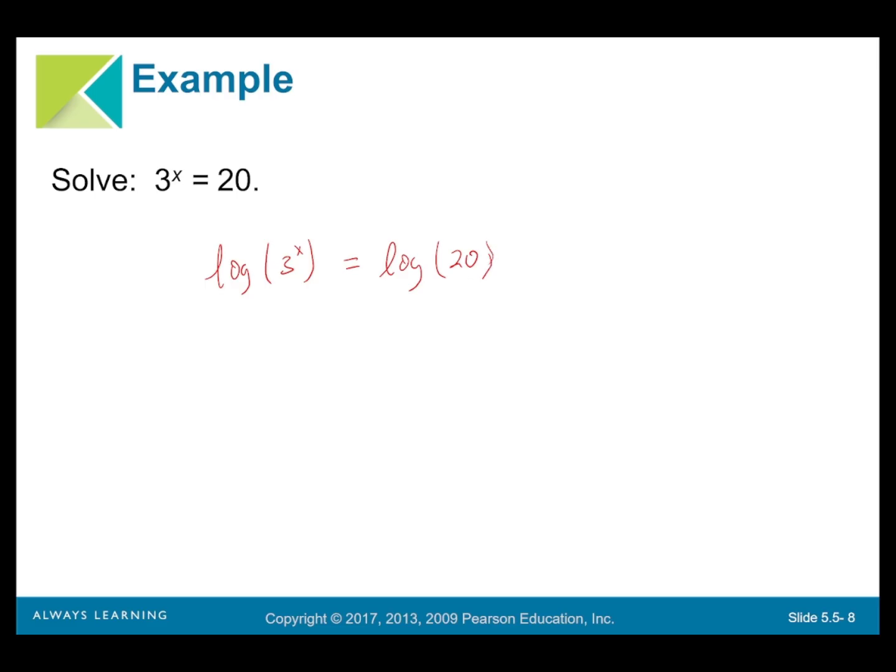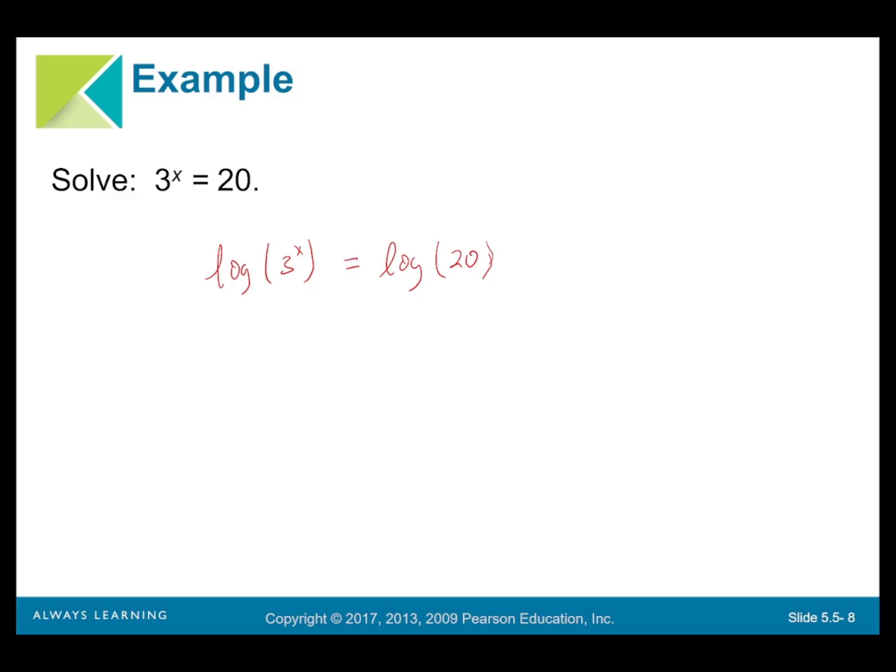Now, these two don't match in base, so there's no rewriting 20 as a power of 3. That's not really going to work here. So we have to take the log here. We can't just set exponents equal to each other. Sometimes that works out in certain examples like we saw at the beginning, but not always. So we take the log of both sides, and here's where we're at.